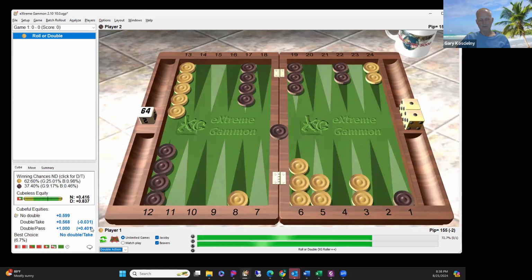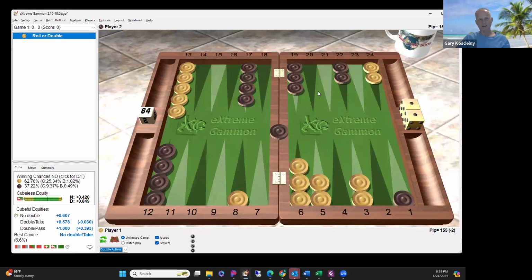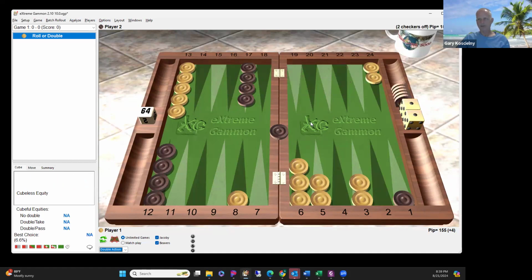We're up to 0.03. So it's just barely enough to push it into a no double. If you double this, you wouldn't be far off. Okay, back to the original example.